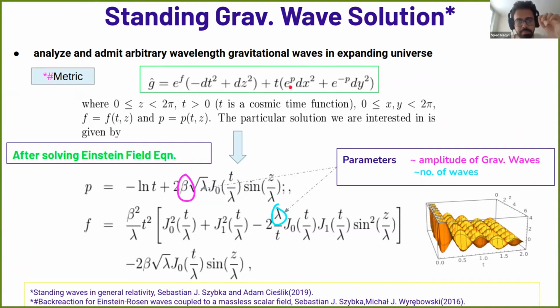But then how do you motivate that it is an expanding one? The expanding universe comes from over here, if you look at this part of the metric. It's like how you study the FLRW metric, where you have the function A as a function of t multiplied by dx squared, dy squared, and so on. Here this F is a function of time and z. So that's why this universe is expanding, and there are just gravitational waves and nothing else. Okay, thanks.